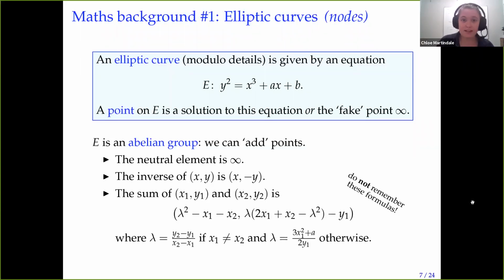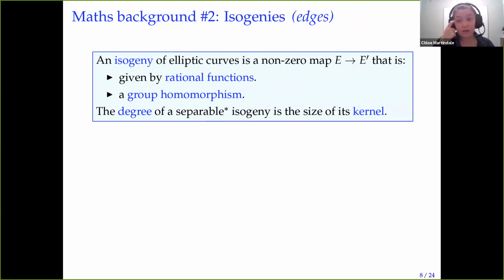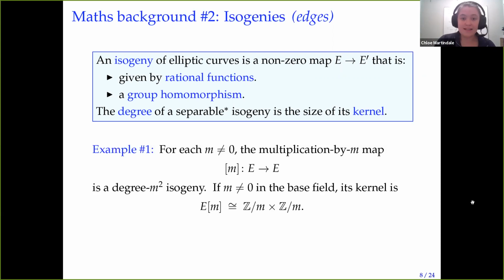But here's a more precise setup. So an isogeny of elliptic curves is a non-zero map from E to E prime, where E and E prime are both elliptic curves, that's just given by rational functions, and is also a group homomorphism. And an extra nice thing about this is that if that isogeny is separable, if you don't know what that means, then forget it, but most of the time it's separable, the degree is just the size of the kernel, and the kernel is always finite, as it turns out. So you can literally just read off the degree from the size of the kernel. So here's an example.